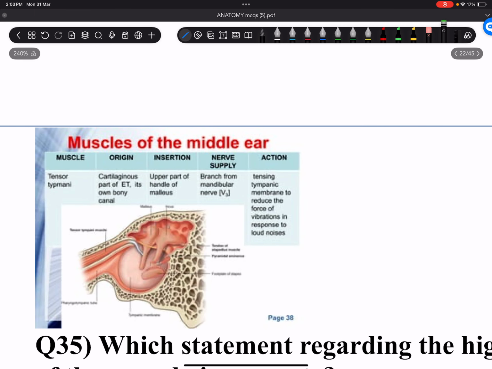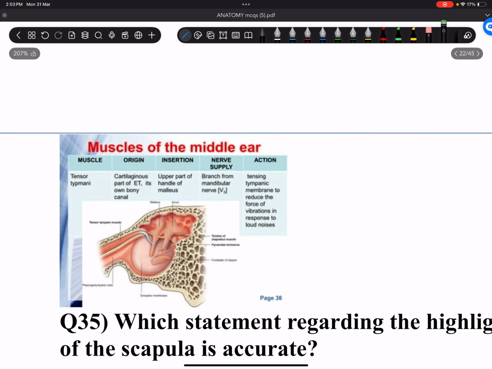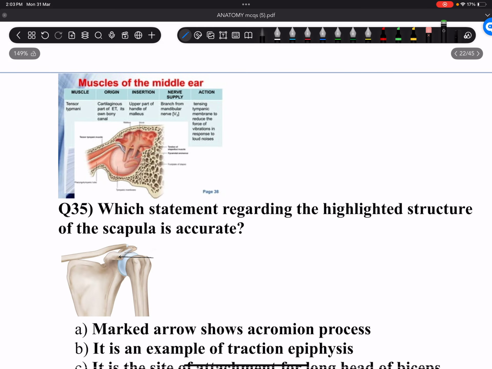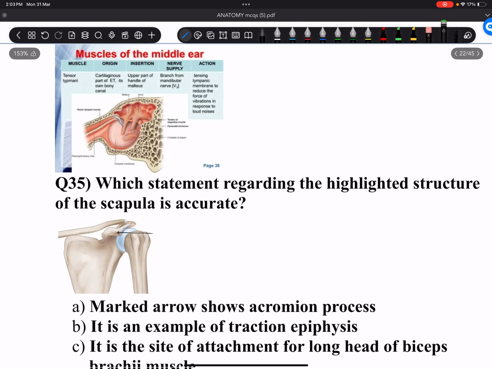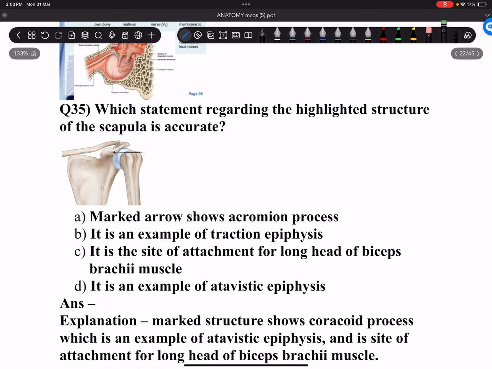So this is the diagram I have given to you. You can go through this. Okay, got my point? Let's come to the last question, an image based question. Which statement regarding the highlighted structure of the scapula is accurate? So you have to tell the correct answer. The marked arrow shows acromion, traction epiphysis, long head of biceps brachii muscle, or atavistic epiphysis.